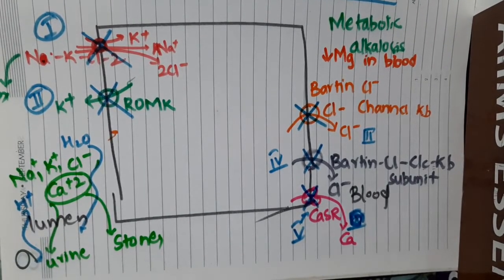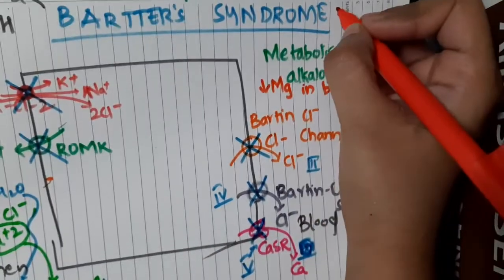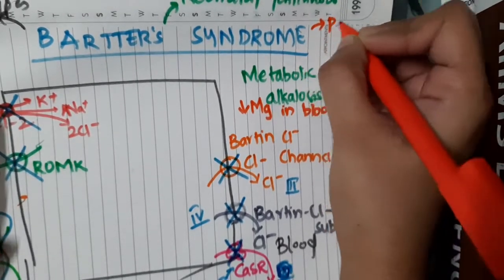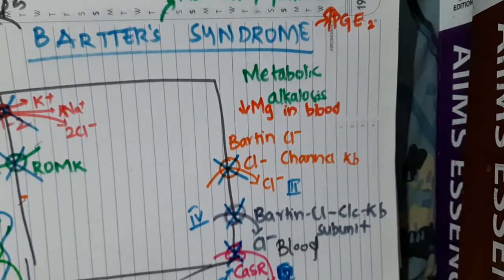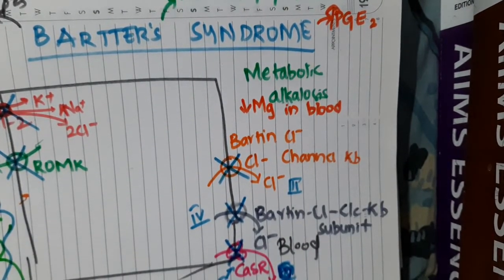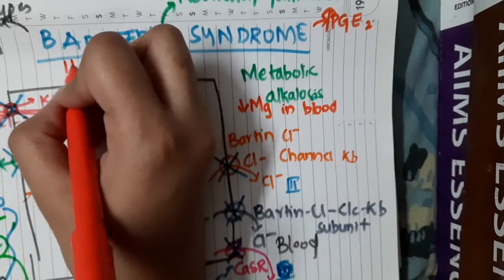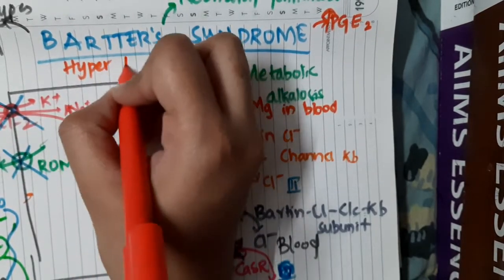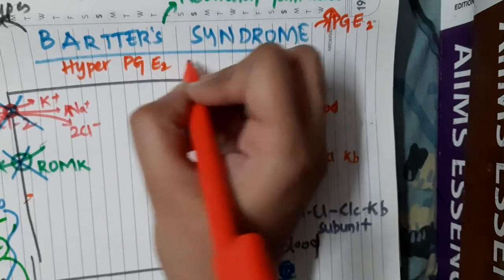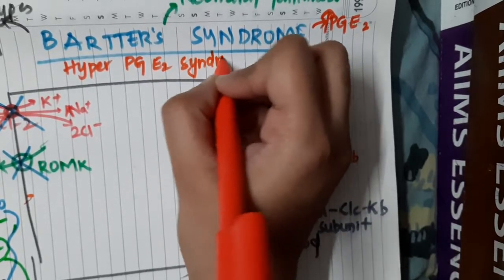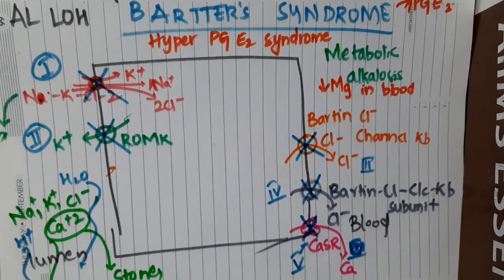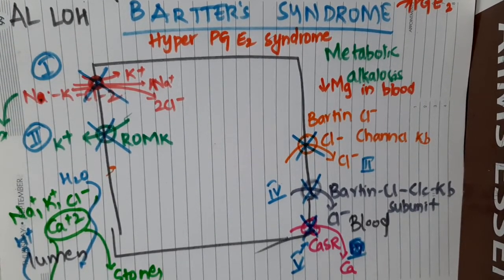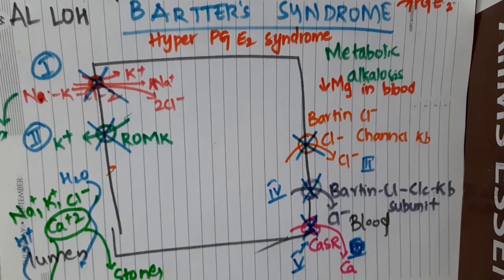And one more important thing in Bartter syndrome is increased production of PGE2. Because of this, Bartter syndrome also has an association with hyperprostaglandin E2 syndrome, because there is increased production of prostaglandins. Because of this increased production of prostaglandins, the baby has failure to thrive, fever, vomiting, and diarrhea.